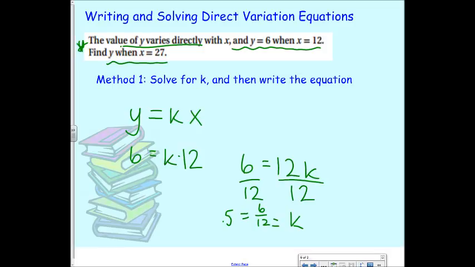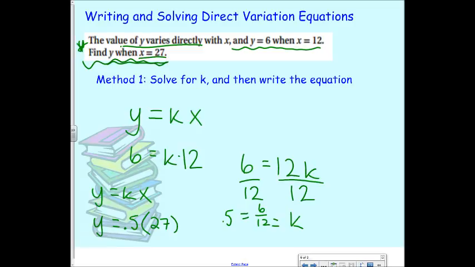Now I know that, and now I can figure out what y is when x is 27 by plugging that in again to the equation y equals k times x, except this time I'm plugging in what? The constant, which is what? 0.5 times, what's my x? 27. And then that's going to give me my y. So my y is equal to half of 27.